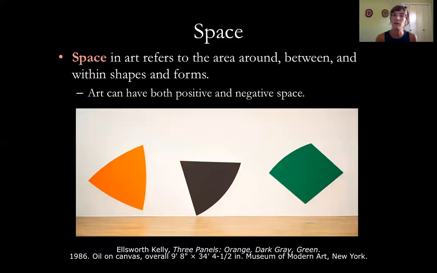Space, another element of design. Space in art refers to the area around, between, and within shapes and forms. Art can have both positive and negative space. So here, if you were looking at this work by Ellsworth Kelly, and this one will come up again in the class, you might think of the shapes here as being positive space. They are drawn to the foreground, and then the white wall on which they are is the negative space.